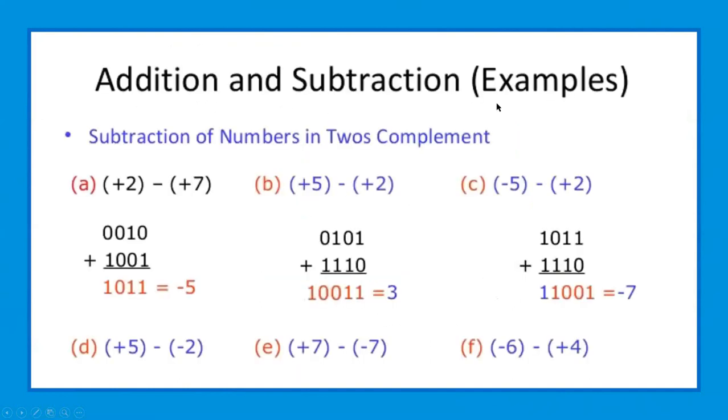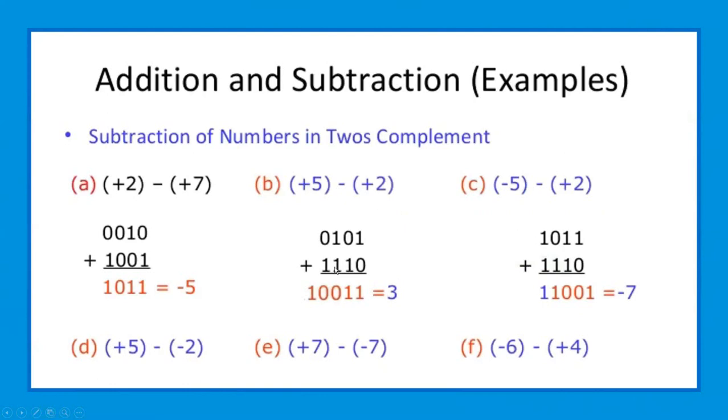So, addition and subtraction example. Okay, you take minus 7, you do bit flip and plus 1, you have this, and then you sum them together, you get minus 5. And this one, you have the 2, bit flip will be 0, 0, 1, 0, and plus 1.